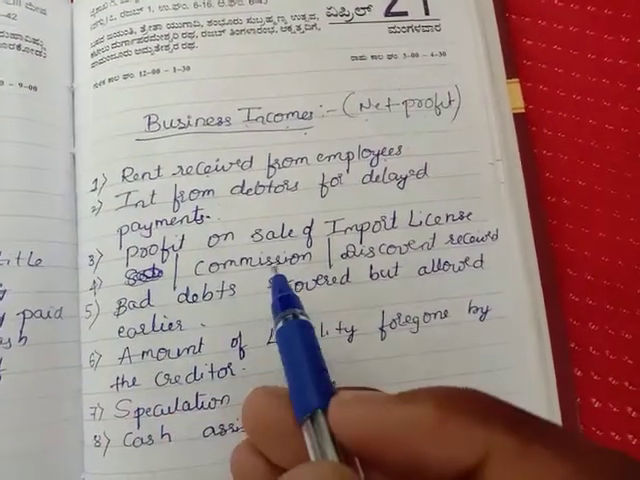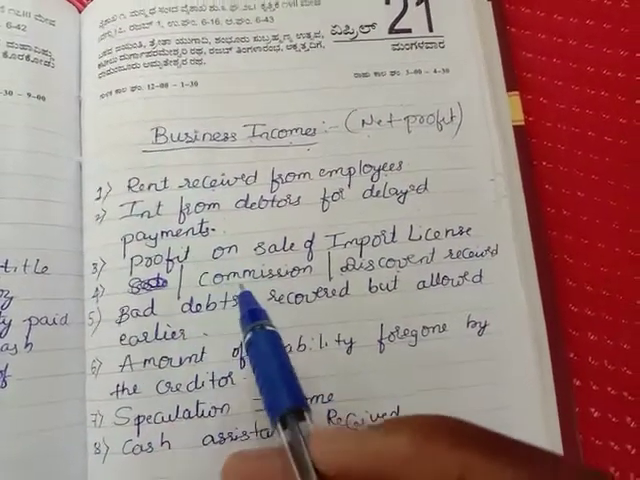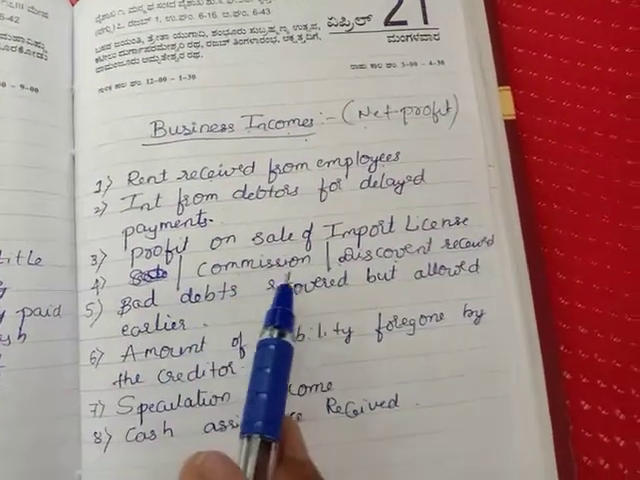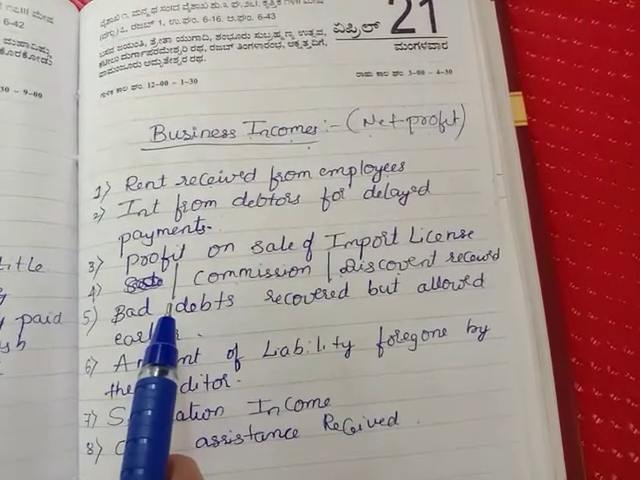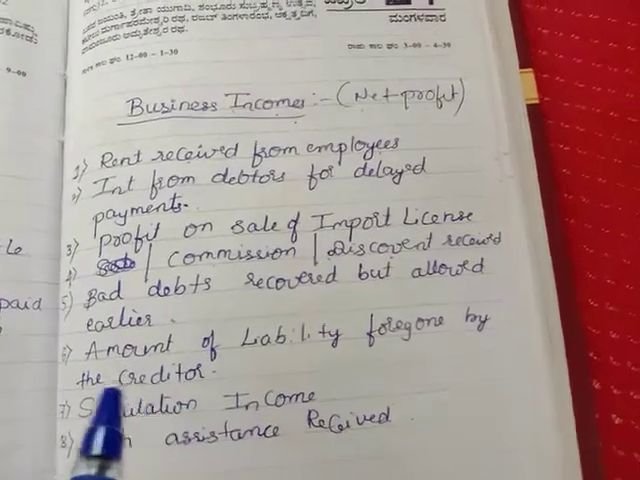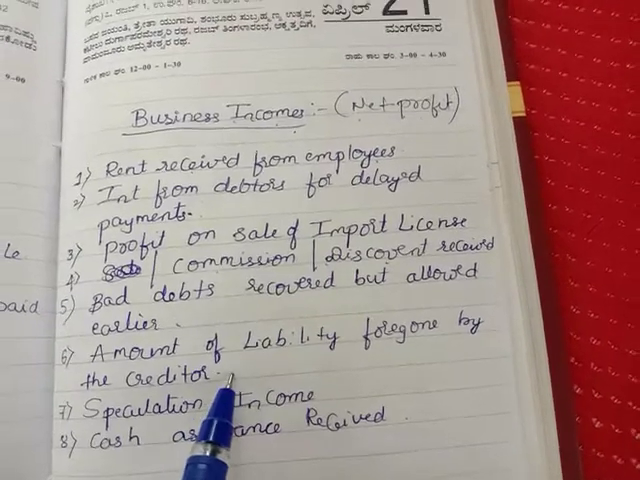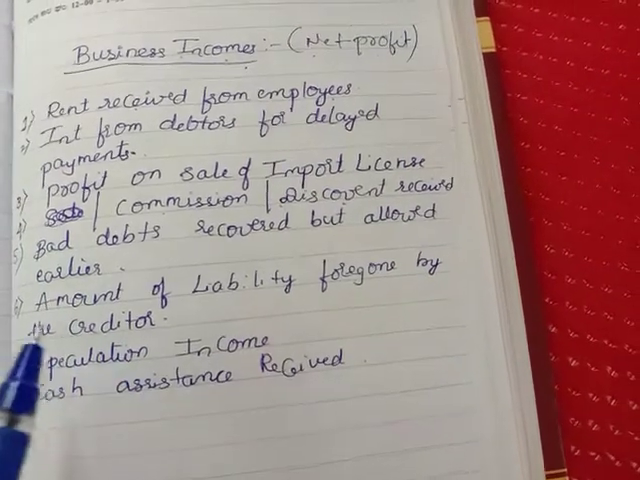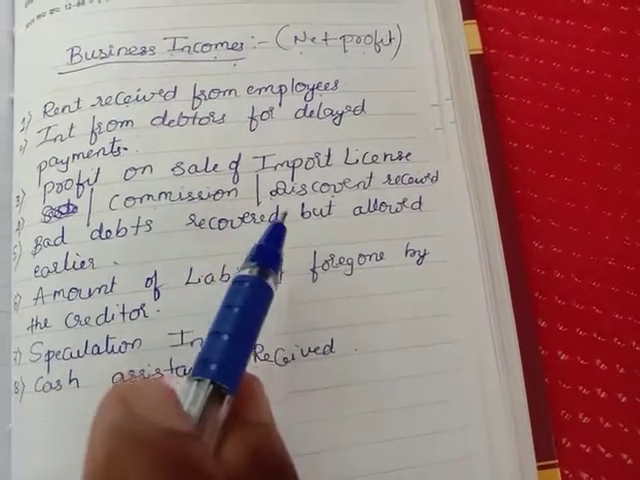Next one, commission, discount received or rent received given on the credit side of the profit and loss account. Any business income should be added to the net profit. Next one, bad debts recovered but allowed earlier. If this type of transaction is given, it is also added to the net profit. Next, amount of liability forgone by the creditor. For example, we need to pay an amount to the creditor, but they forgo our amount. That should be income, right? Income for the business, so that is added to the net profit. Next one, speculation income. If speculation income is given in the problem, we should add it to the net profit.